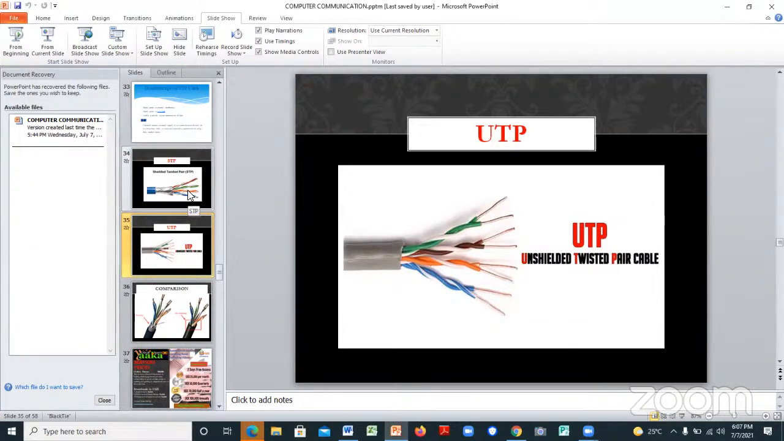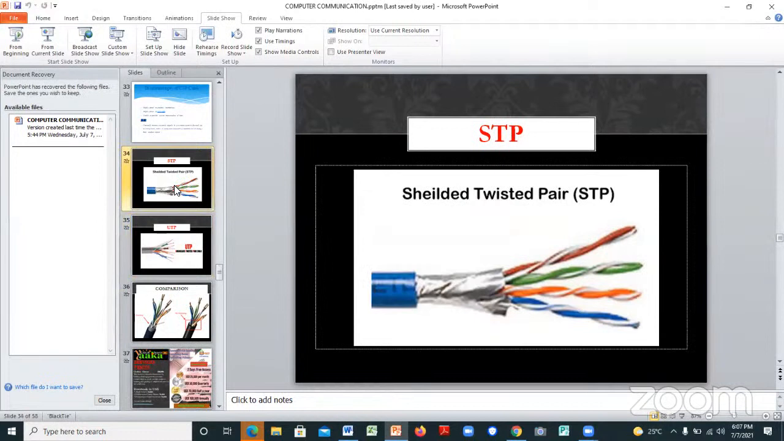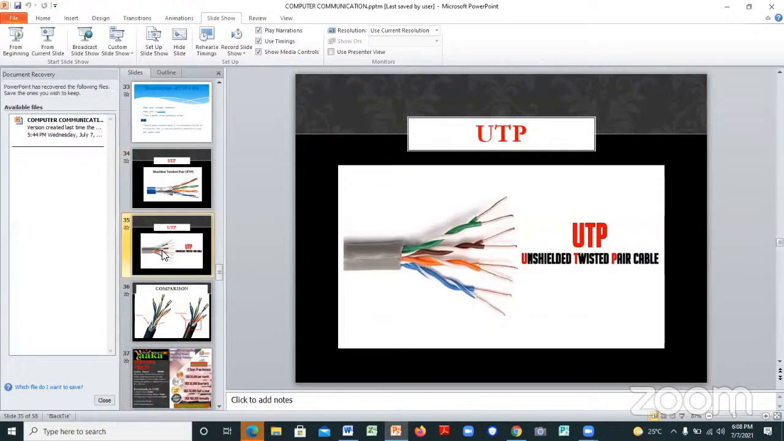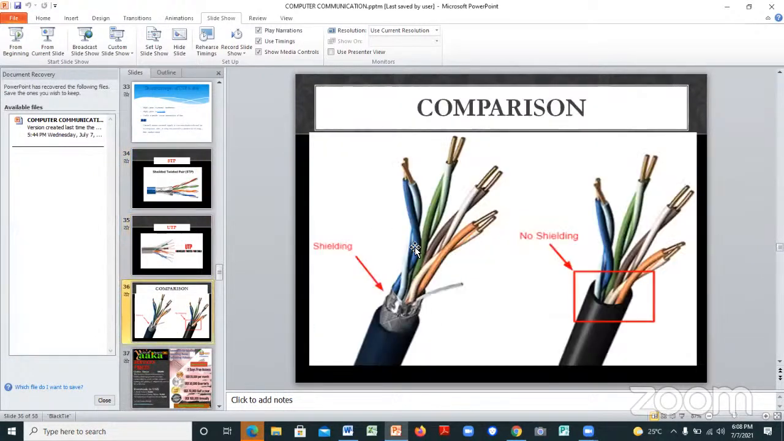So the difference between shielded and unshielded is simple. For shielded, you know what a shield is in Uganda, do you know? In Uganda, shield, I hear it is called Wayengabo. So for shielded twisted pair cable, there is that added layer that is basically for protection. That's it. Then for unshielded, it does not have that layer. So that is the difference between the two.